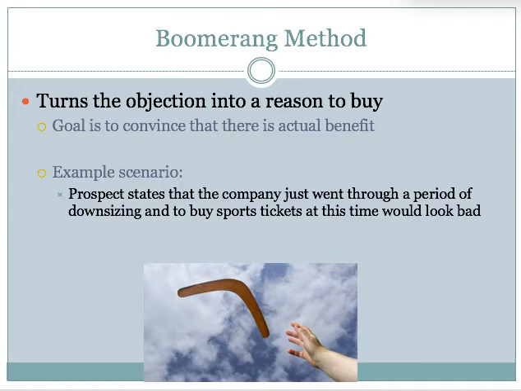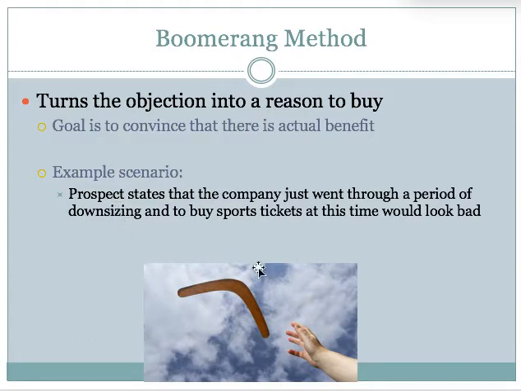All right, another approach is called the Boomerang Method. With the Boomerang Method, basically the sales rep takes the objection and flips it, right? They turn it into a reason to buy. So here you're actually highlighting what might be of benefit to the prospect within their own objection, right? Let me give you an example scenario so this makes a little more sense.